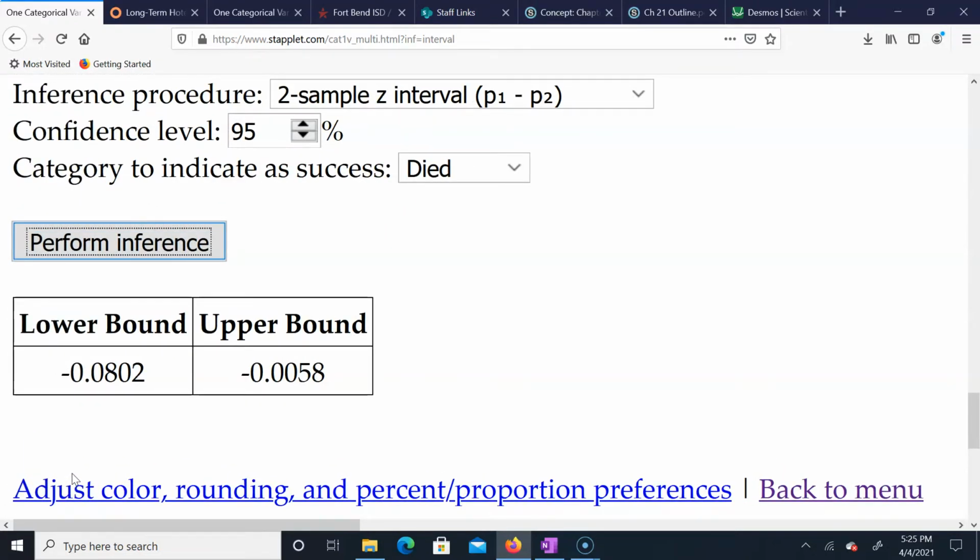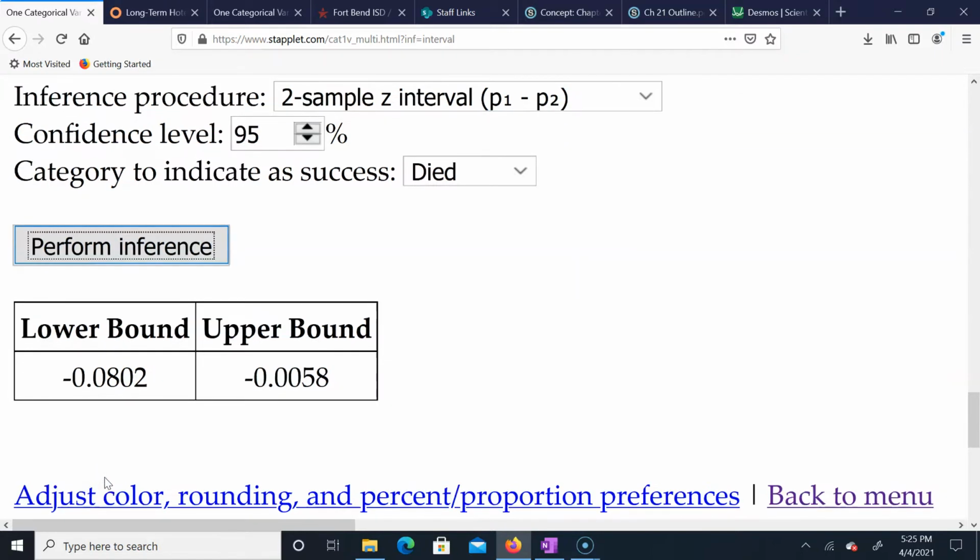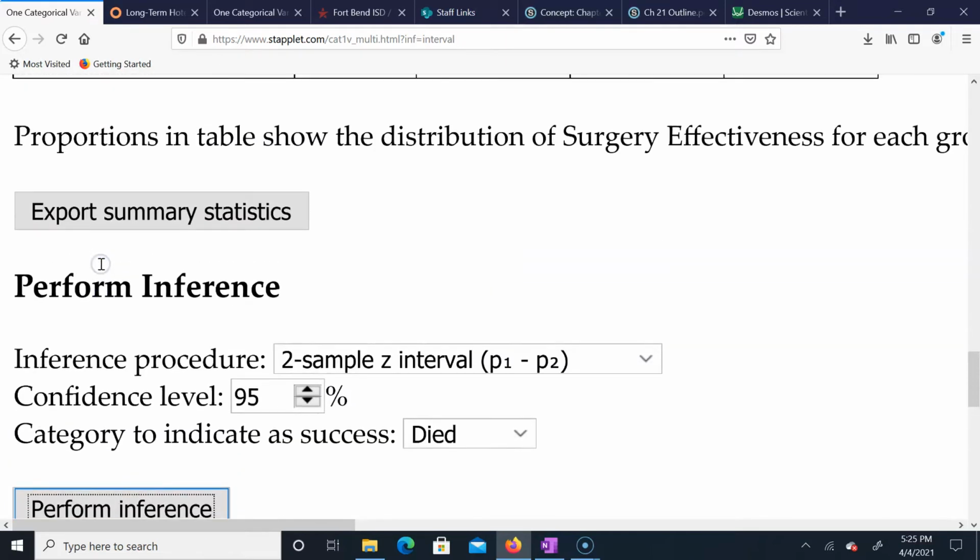See, we did all that calculation. We could have just done it on Stapplet right here and got the same answer of lower bound and upper bound. The only reason you would need to do it by hand like that is if they were to ask for the SE, the standard error, and you would have to figure that out by hand because it doesn't tell you that right here.